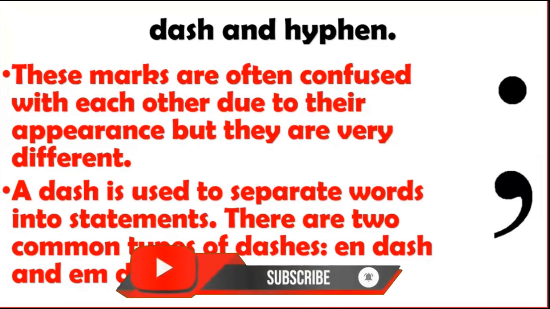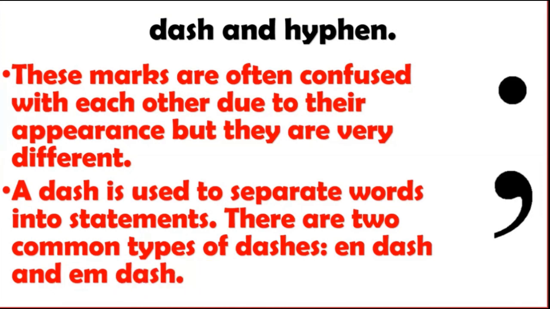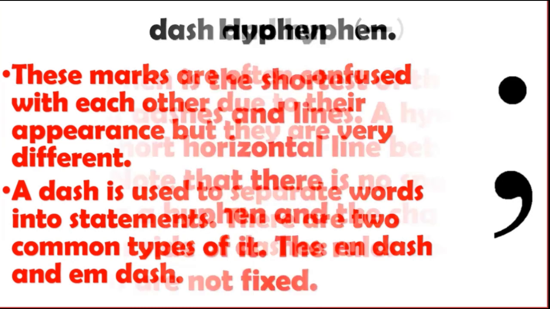These marks are often confused with each other due to their appearance, but they are actually different. This is wrong sign actually due to copy of the PPT. So a dash, as I told you, is used to separate words into statements. Means a statement has words and words can be separated by dash. And there are two types of dash. Mind well, dash are used to separate words. Okay. So that's what n dash and m dash. They are used to separate words.